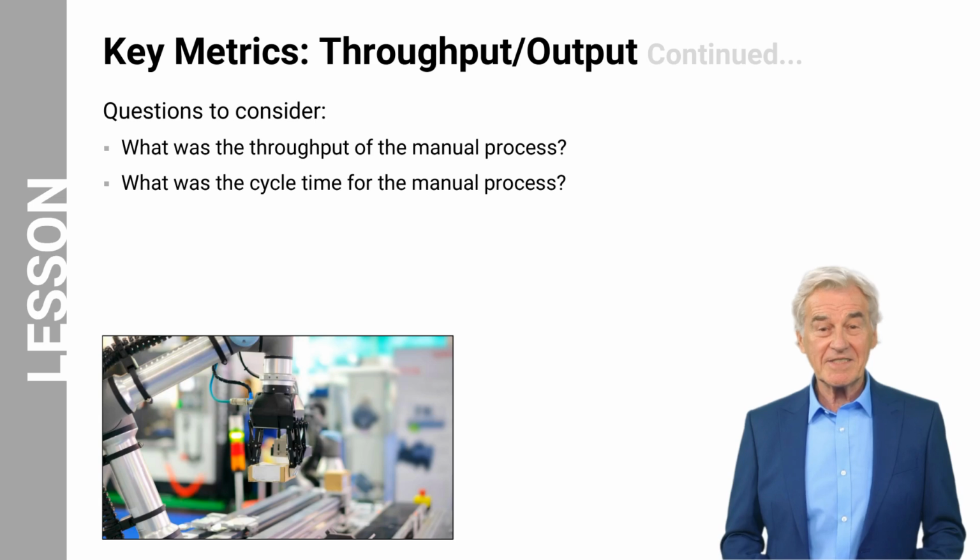Some questions to consider are, what was the throughput of the manual process? This question helps establish the baseline production rate before automation. For example, if manual operation produces 50 parts per hour, this becomes the reference point to measure improvement after robotic implementation. And what was the cycle time for the manual process? Cycle time measures how long it takes to complete one full operation cycle manually. For instance, if an operator takes 3 minutes to complete a welding task, this becomes the baseline cycle time.